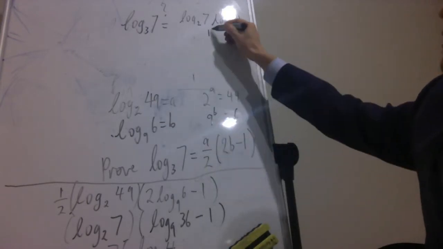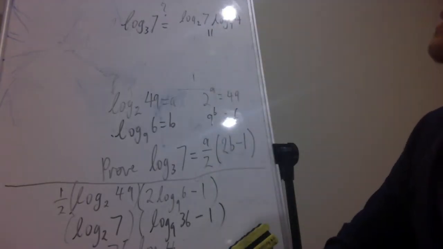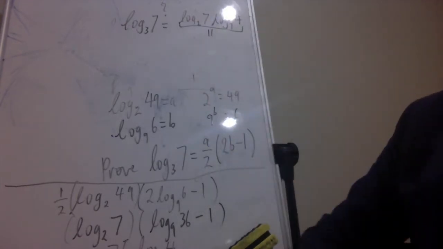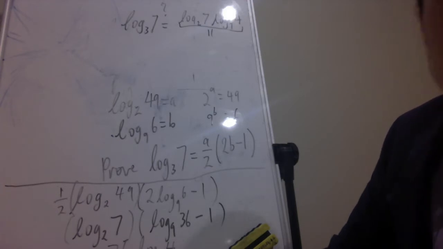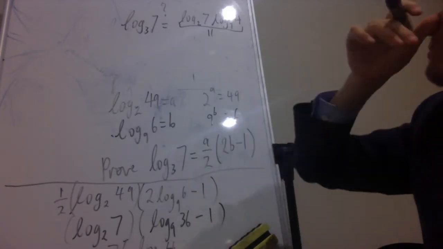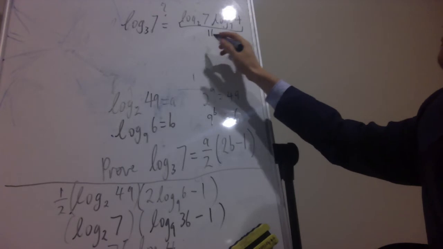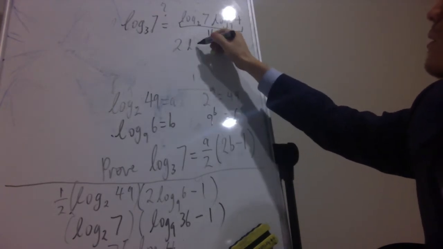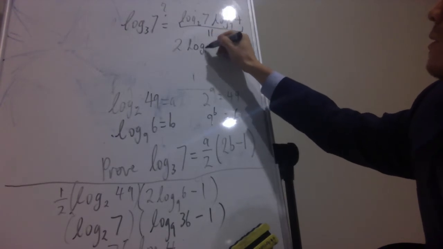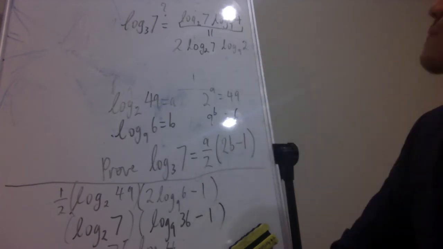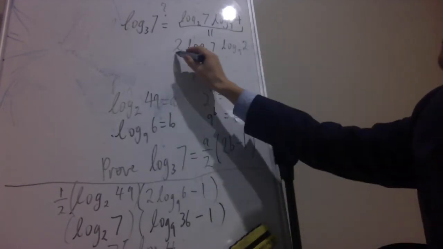Actually, this has a further simplification. Can you see it? Which one? This expression. 4 can be 2 squared, right? Yeah. So that's 2 log. Yeah? See anything else?